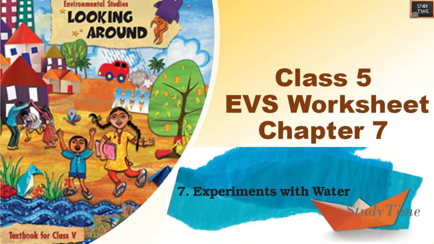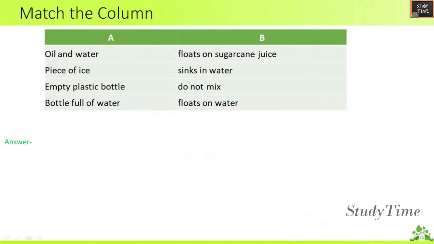In this video, we are going to see Class 5 EVS Chapter 7 Experiments with Water, Worksheet and Solutions. First question, match the column. Column A is given, column B is given. You have to match correctly.